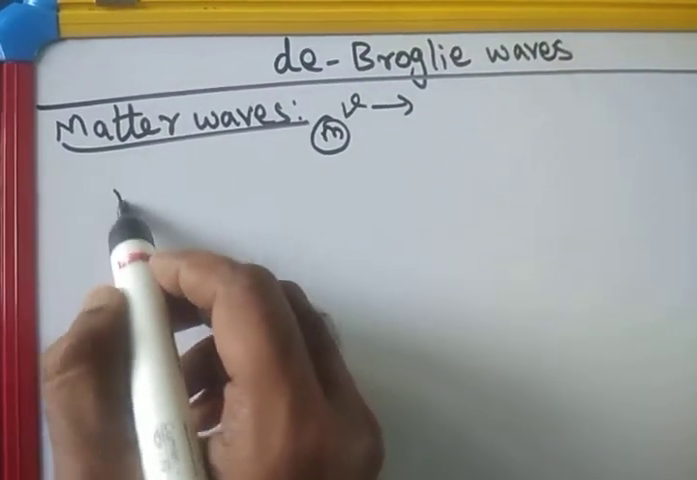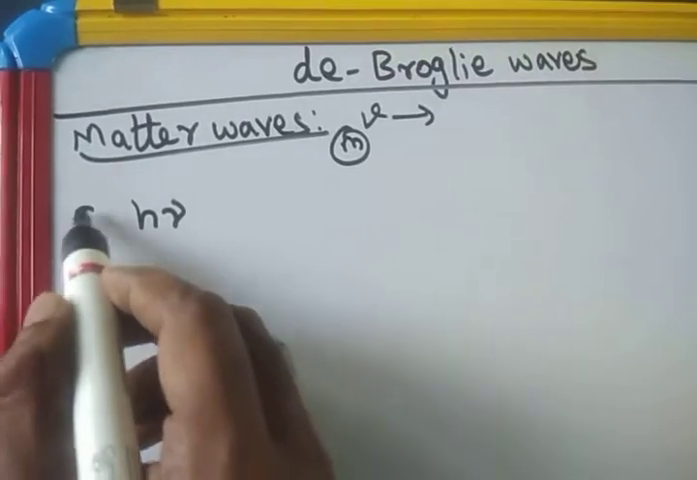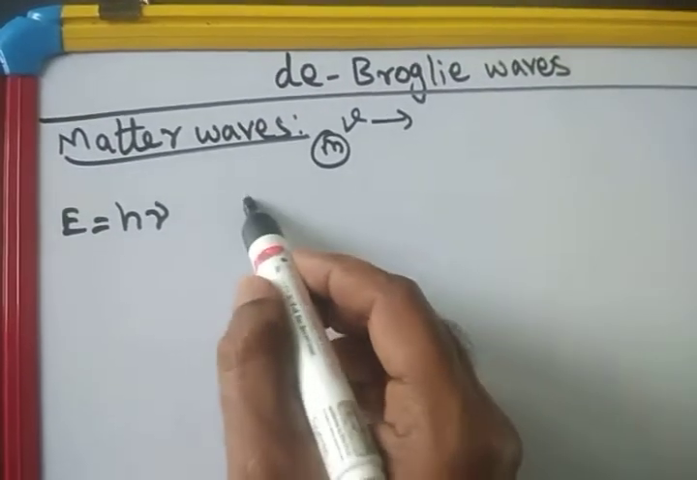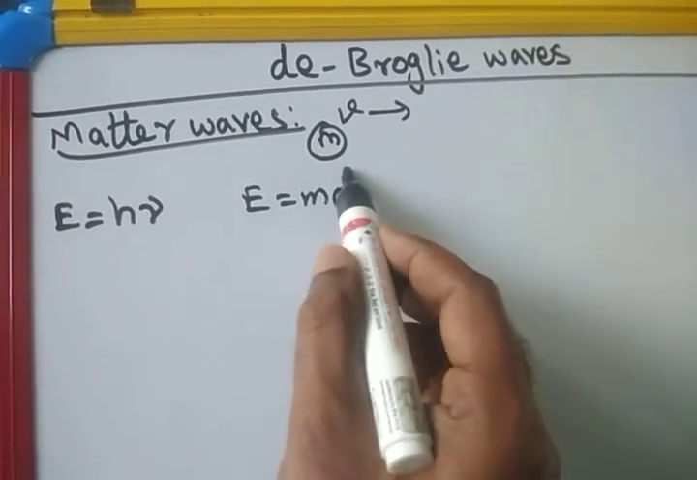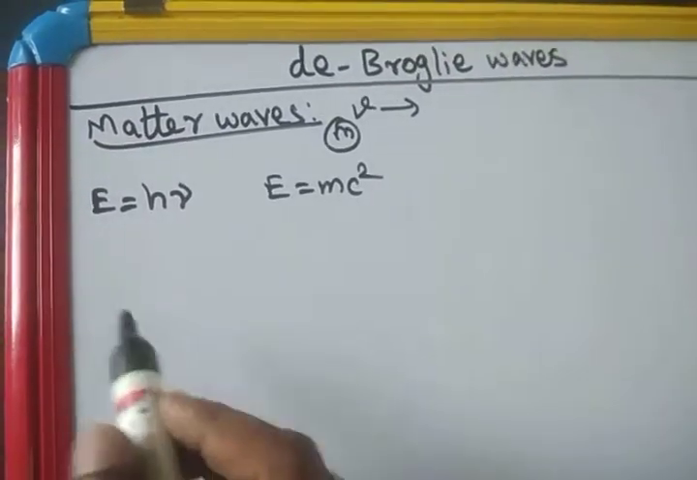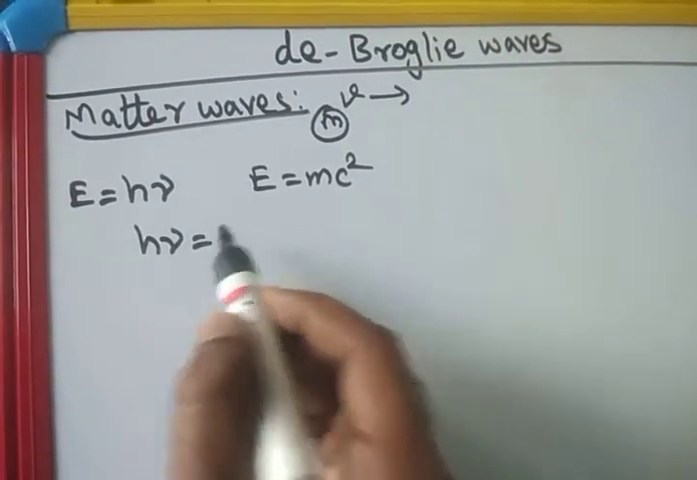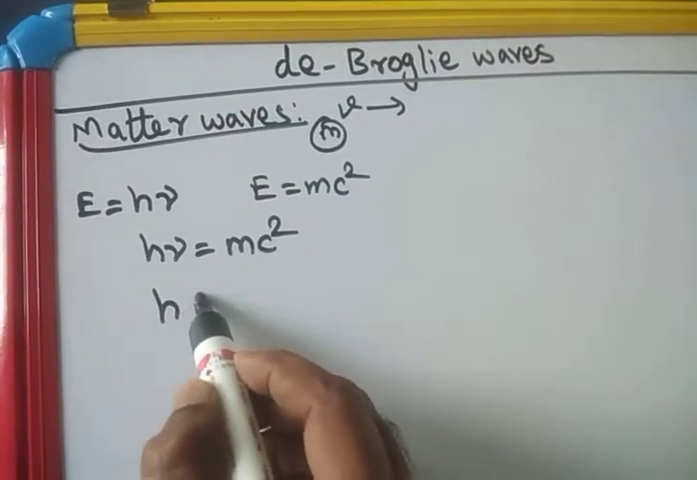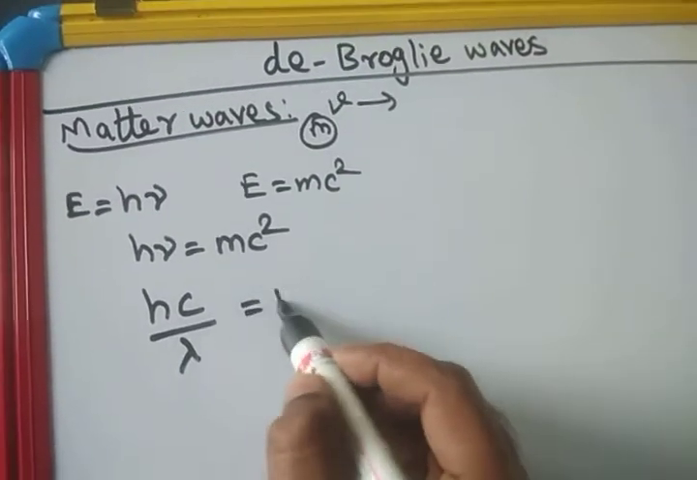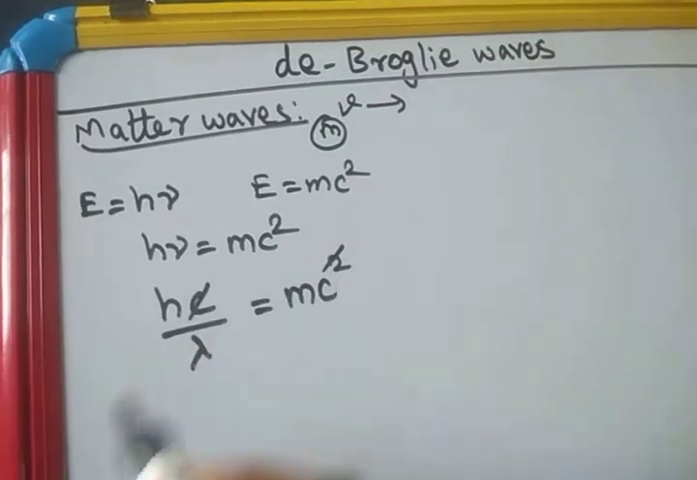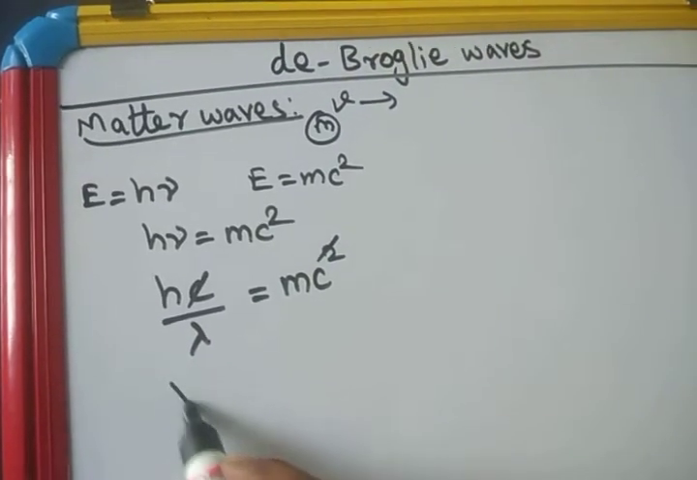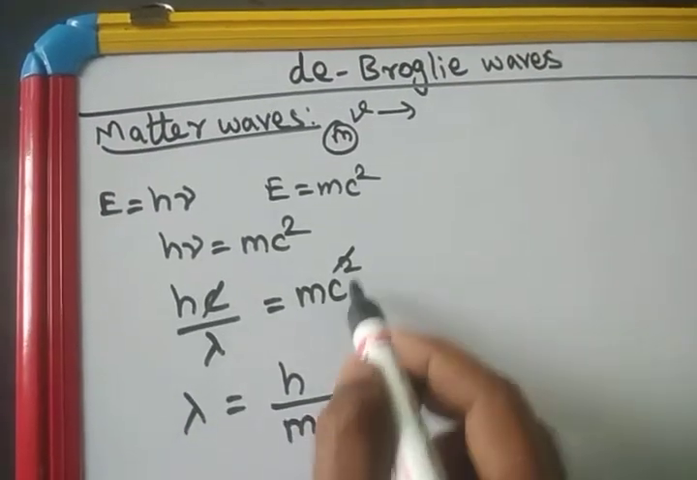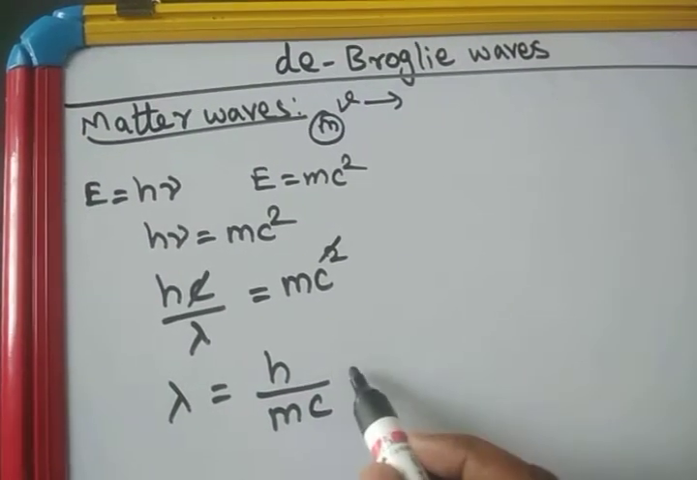So he used energy E is equal to h nu. This is the photon energy, the particle nature of the wave. Then E is equal to mc square. This is Einstein's equation, mass-energy equivalence. So both are energy: h nu is equal to mc square. We know that nu is equal to c by lambda, so h c by lambda is equal to mc square. This c and this c get cancelled. Then we get lambda is equal to h by mc, where c is the velocity of light.